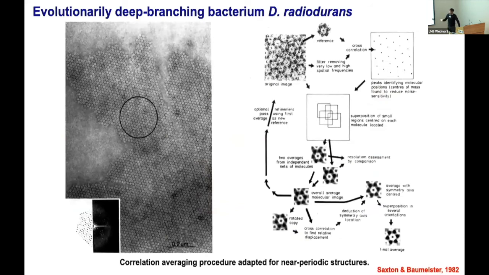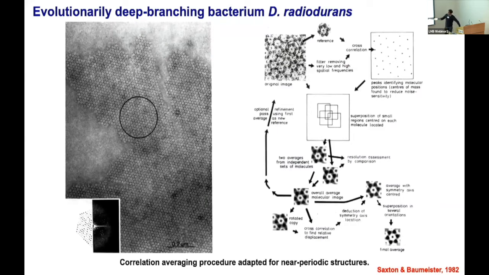Another S-layer structure that I would like to present is something that was studied several years ago by Sexton and Baumeister, and this is an image from 40 years ago. It's from an evolutionarily deep branching bacterium called Deinococcus radiodurans. It's an extremophilic bacterium that can survive under high doses of radiation, and it can even survive in outer space for several years. So it's extremely hardy, and part of its hyperstability is attributed to this S-layer.